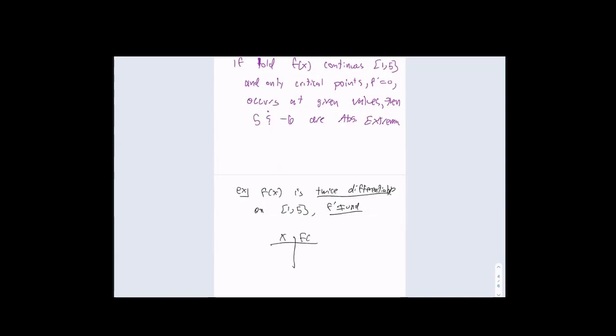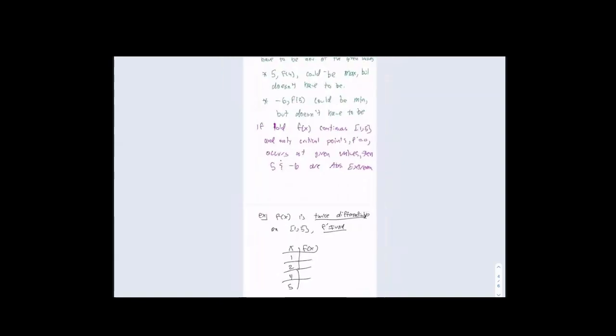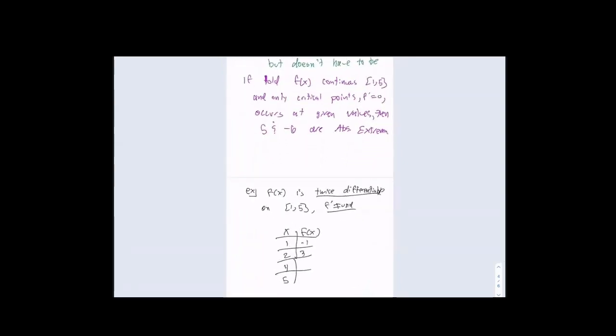So x, f of x, and what are the values? I gave you 1, 2, 4, and 5. 1, 2, 4, and 5. And negative 1, 3, 5, negative 6.